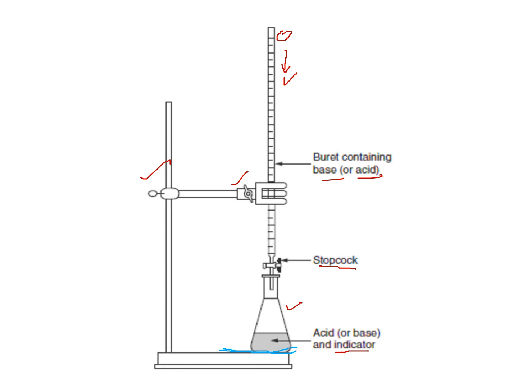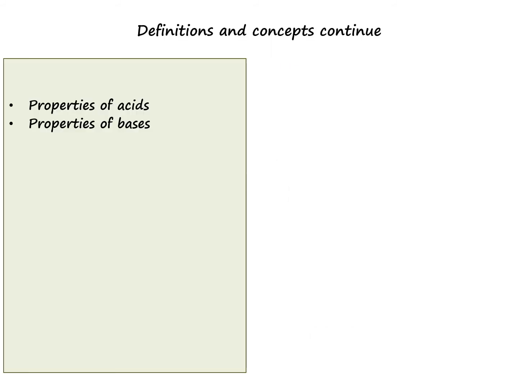Make sure you can draw this, but also please understand this. You need to know the difference between the properties of acids and the properties of bases. Just to run down quickly, properties of acids will be, it tastes sour, it has a pH less than 7, and it conducts electricity in a solution. Properties of bases, it tastes bitter, it feels soapy, and it has a pH more than 7.